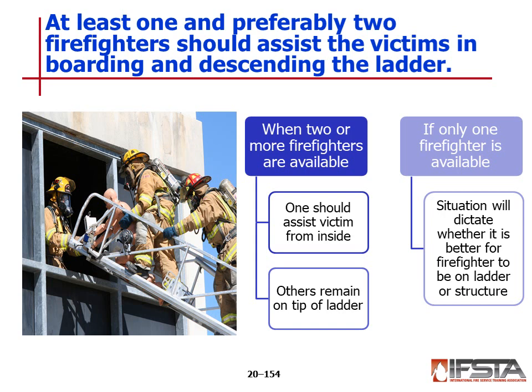When two or more firefighters are available, one should assist the victim from inside the building while the other remains on the tip of the ladder. If only one firefighter is available, the situation will dictate whether it is better for the firefighter to be on the ladder or inside the structure. Capable adults should be guided down the ladder under their own power. Firefighters should always lead adult victims down the ladder.